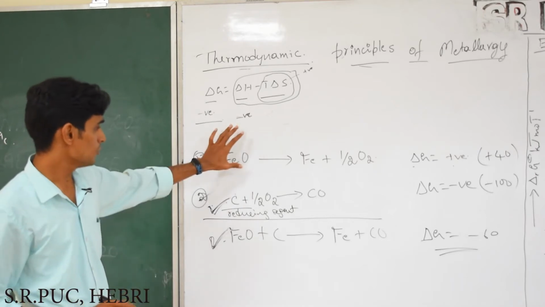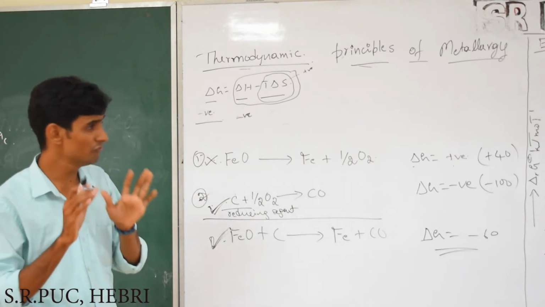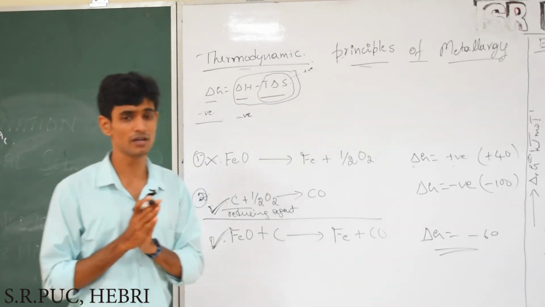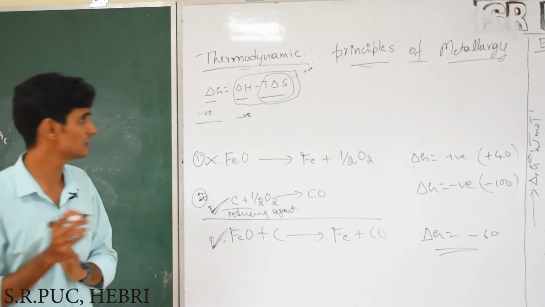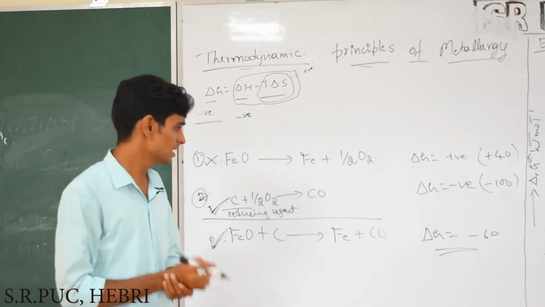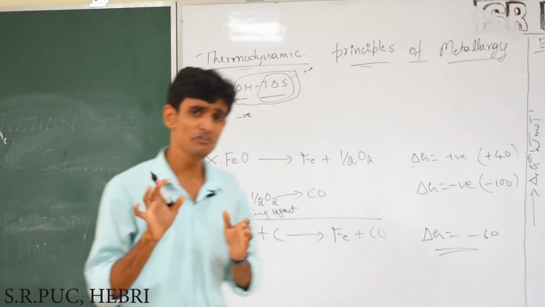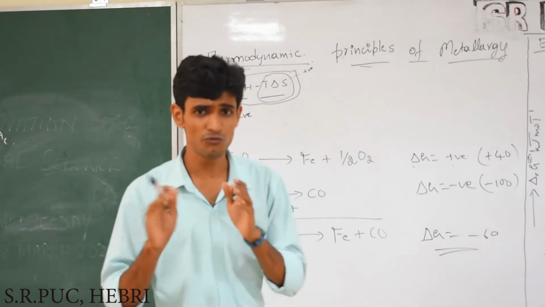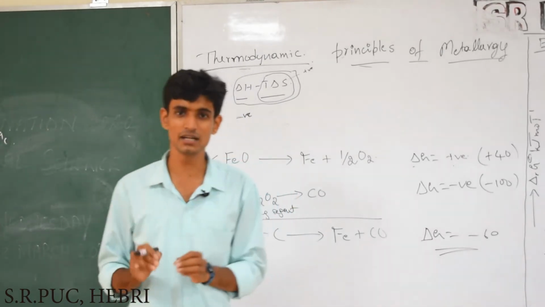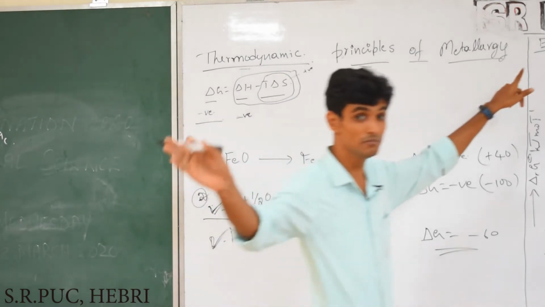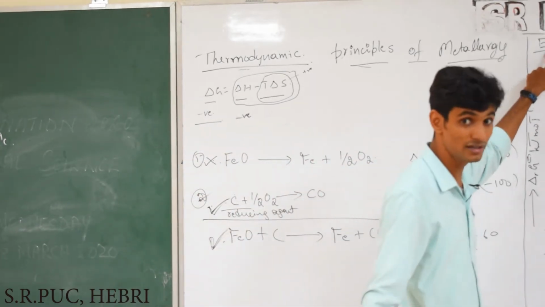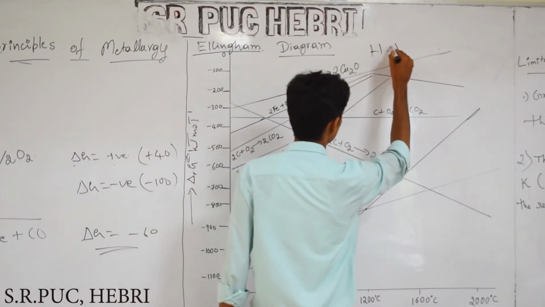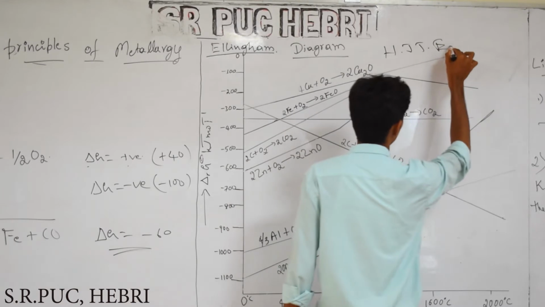Okay, so this is one example of how we apply thermodynamic principles in metallurgy. Now, we cannot do these calculations all the time. So for that we have one diagram called the Ellingham diagram, which was given by H.J.T. Ellingham.